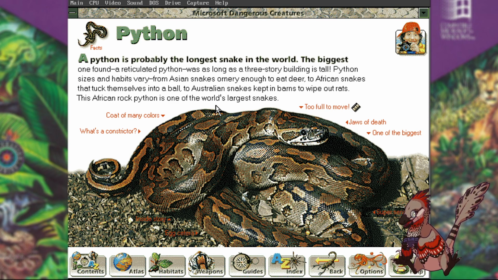A python is probably the longest snake in the world. The biggest one found, a reticulated python, was as long as a 3-story building is tall.